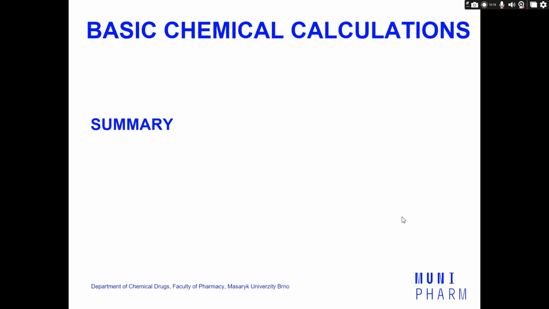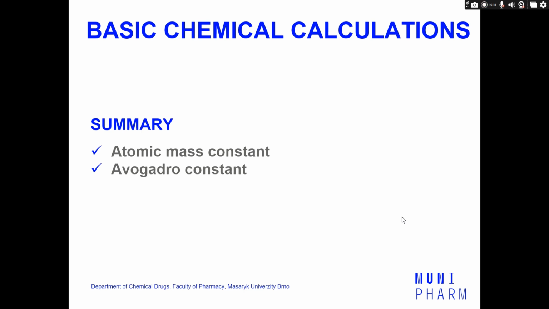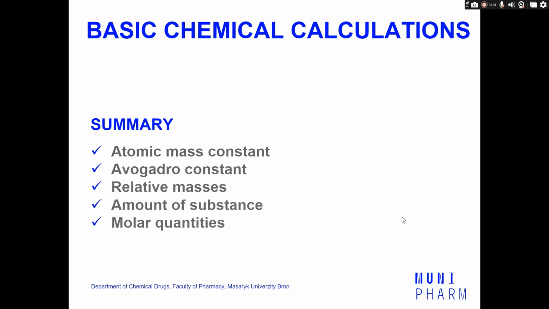To sum up, in this video, we had a short look at some basic chemical properties and quantities. We got acquainted with the atomic mass constant and the Avogadro constant and the relative masses of atoms and molecules. We have explained, and this is important, what the amount of substance is and how we calculate it. And we have also introduced the molar quantities, molar mass and molar volume.